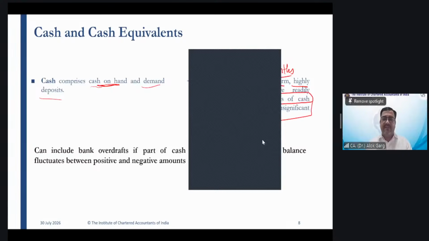It is an investment. Friends, when I qualified my CA in 2007, I still remember in September 2008, I invested.